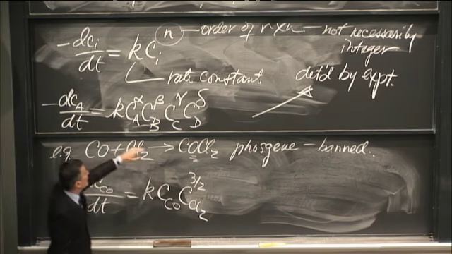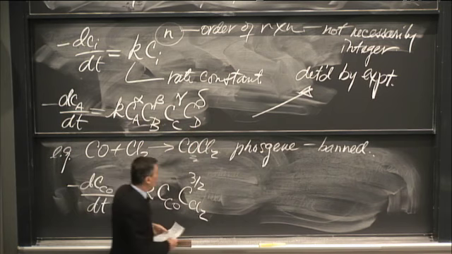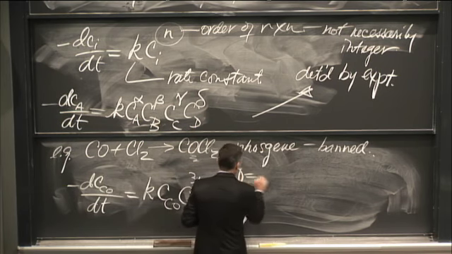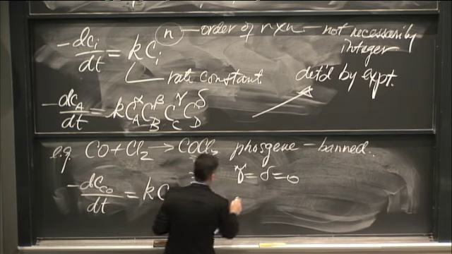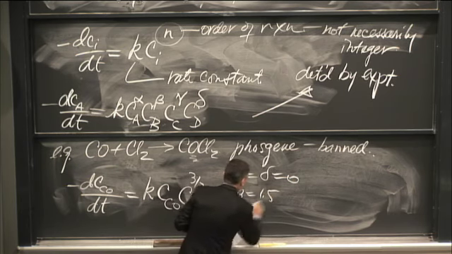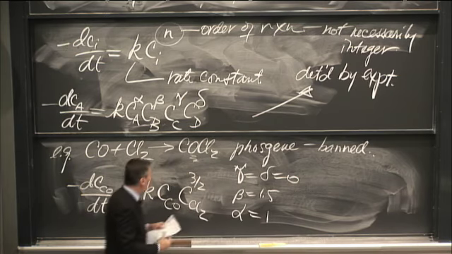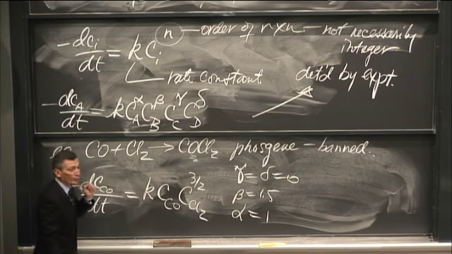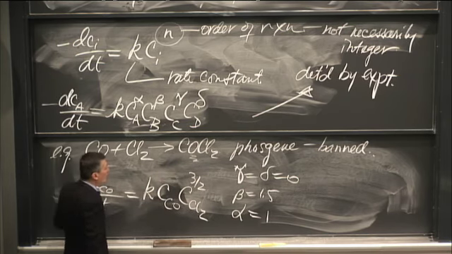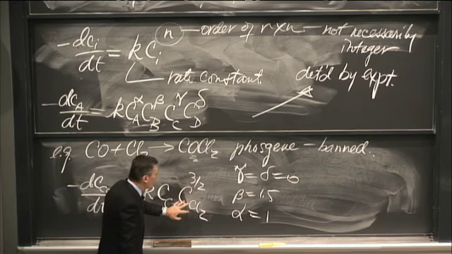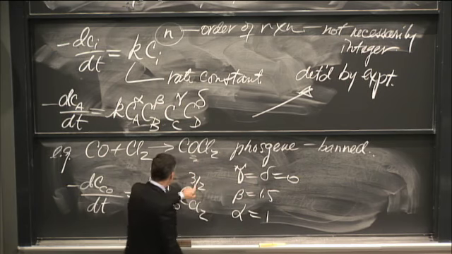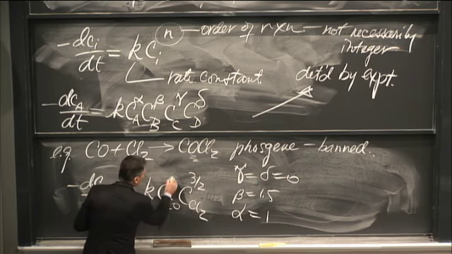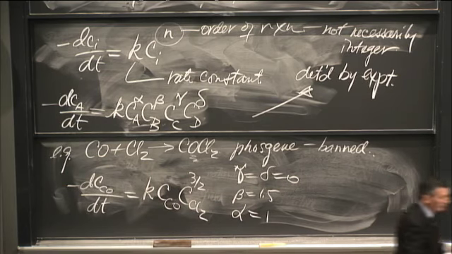All right, so in this case, gamma and delta are 0, right? Gamma equals delta equals 0 here. And it looks like beta equals 1.5 and alpha equals 1. So I would say that this reaction is first order in carbon monoxide, of order 1.5 in chlorine, or overall of order 2.5. Because, right, this is the order of reaction. This is C to the power 1, isn't it? We don't write the 1. All right. This is great.